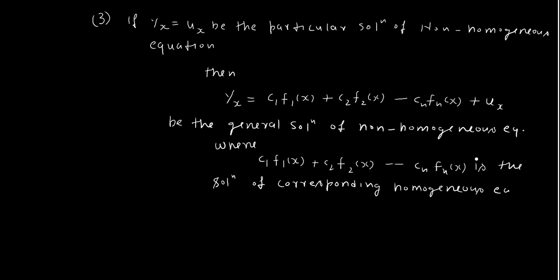Now what is the meaning of corresponding homogeneous equation? If f(E) y_x equal phi(x), where phi(x) does not equal 0, then this one is a non-homogeneous equation. So the corresponding homogeneous equation is f(E) y_x equal 0. This part is a solution of the corresponding homogeneous equation. f1(x), f2(x), fn(x) are solutions of the homogeneous equation, then c1 f1(x) plus c2 f2(x) up to cn fn(x) is also a solution of the corresponding homogeneous equation.